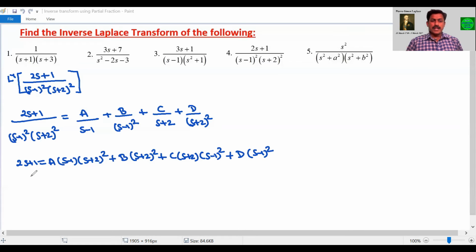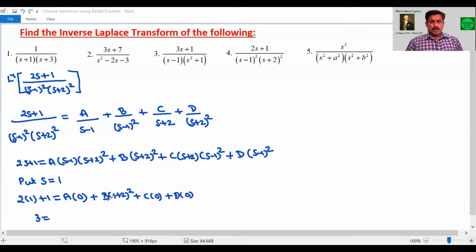Now we are going to find the a, b, c, d values by substituting s values. First option, I will put s equal to 1. Therefore your left hand side is 2 into 1 plus 1, equal to a into 1 minus 1 is 0. Here b into 1 plus 2 the whole square will come. Here c into 1 minus 1 is 0. d into 1 minus 1 is 0. Now 3 equal to 3 square is 9, 9b, which implies b equal to 3 by 9. Therefore b equal to 1 by 3.